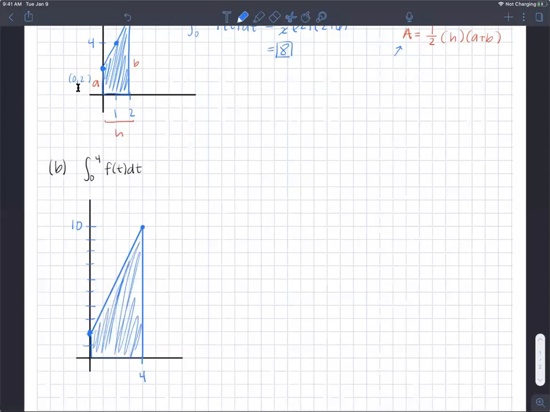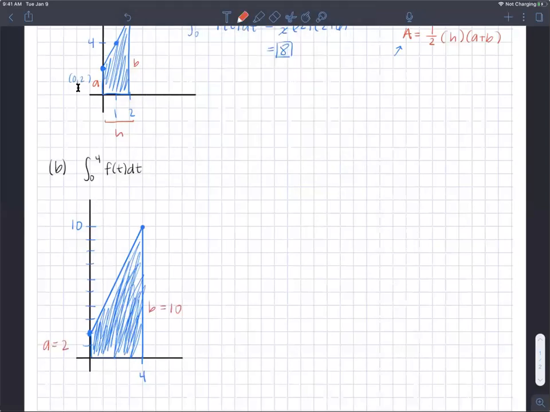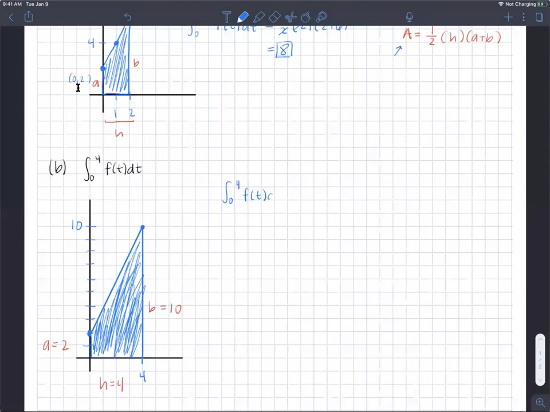And so the only thing that changes is the height and B, right? Because here, A is still going to equal 2. This time B is equal to 10, and this time H is equal to 4, right? And so when you solve this integral from 0 to 4 of f of t dt, you're going to get 1/2 times that height times A plus B. And so here you're going to get 24.